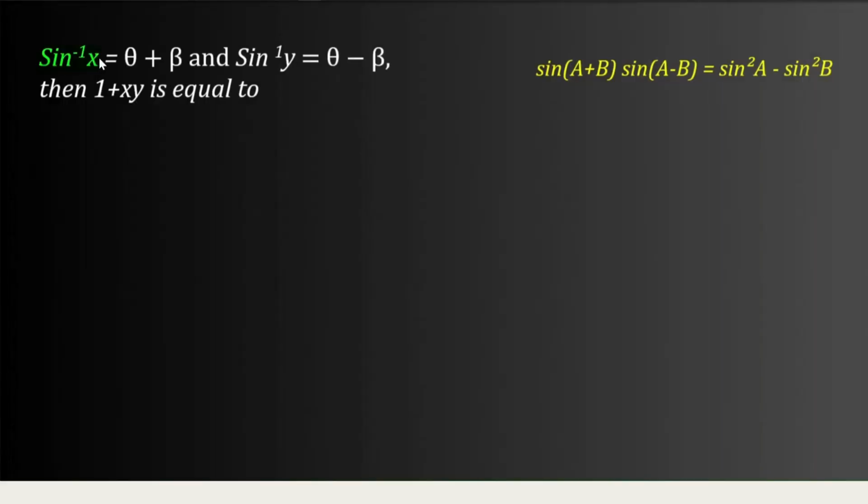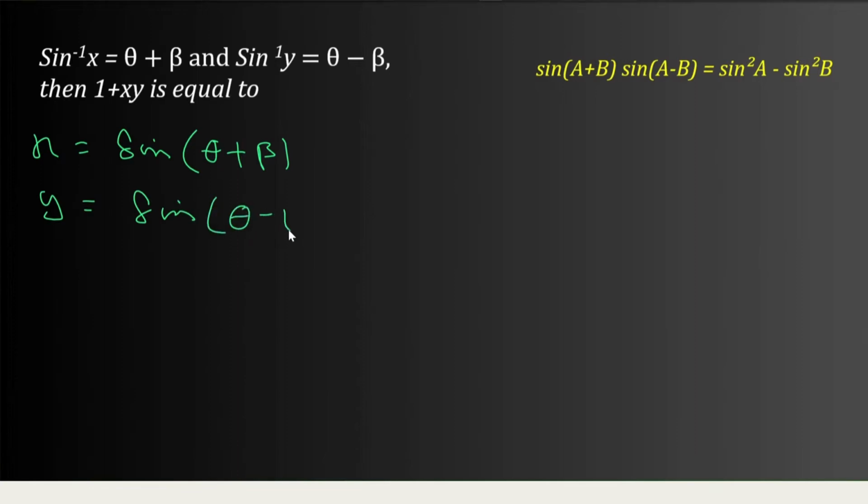The question over here is sine inverse x is equal to theta plus beta and sine inverse y is equal to theta minus beta, and what we have to find out is the value of 1 plus xy. Now what we are going to do here, we need x over here. So from here we can obtain x, and x will be equal to sine theta plus beta on transposing sine inverse to the other side. And y should be sine theta minus beta.